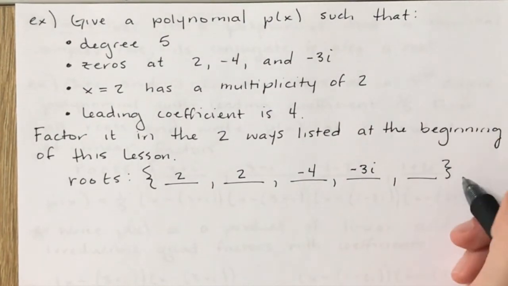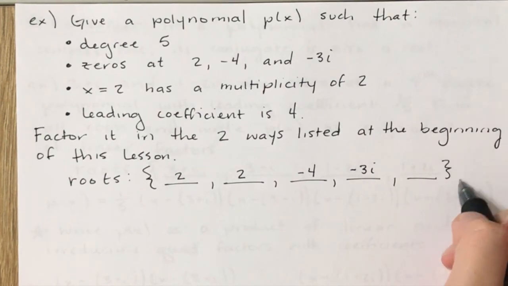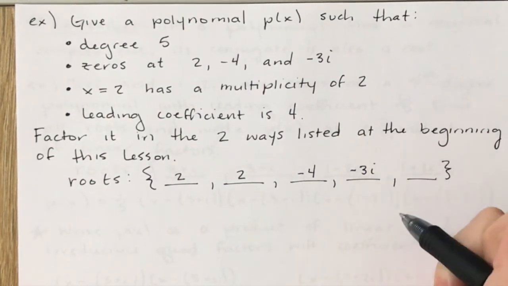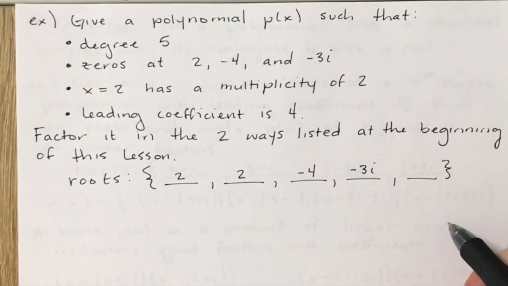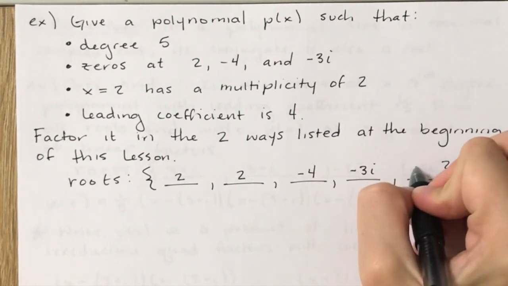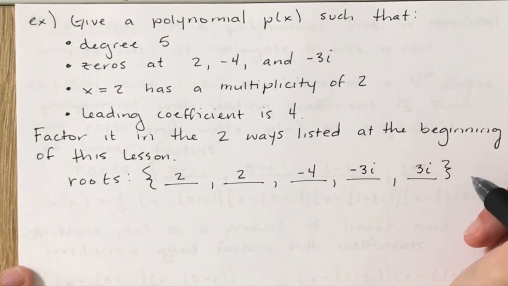So we're still missing 1, but what do we know? We know that because we have -3i and it's a non-real root, then its complex conjugate is also going to be a root. So if we have -3i, for the complex conjugate, we flip the sign on the imaginary part, so that's +3i. Awesome. Those are all of our roots.